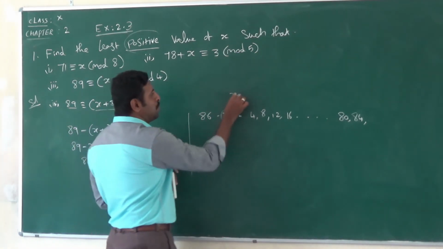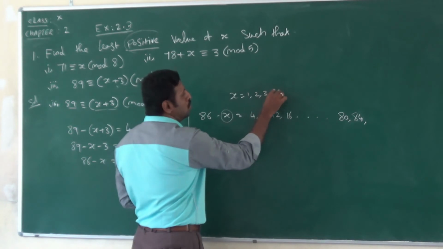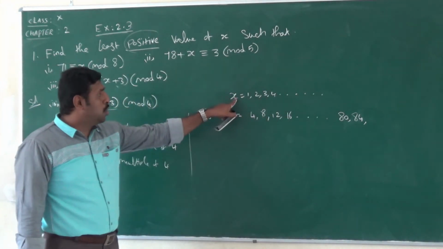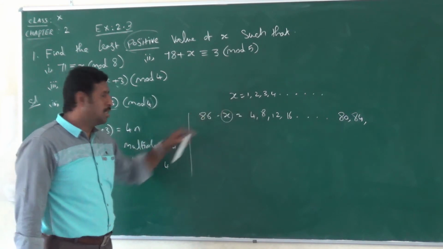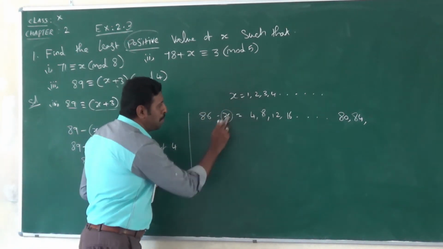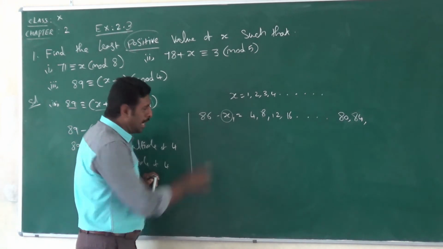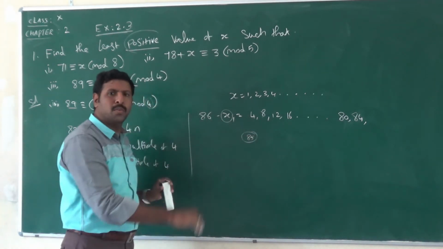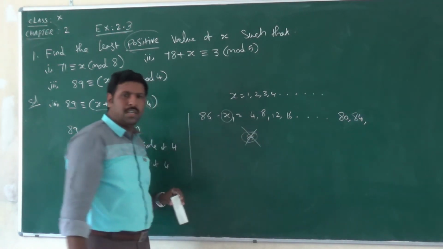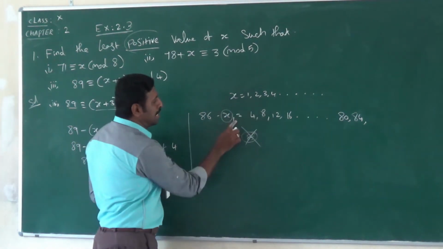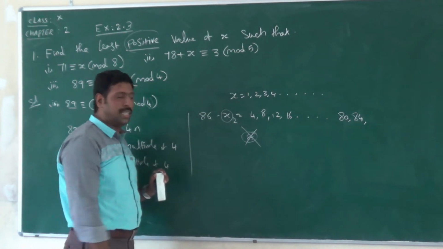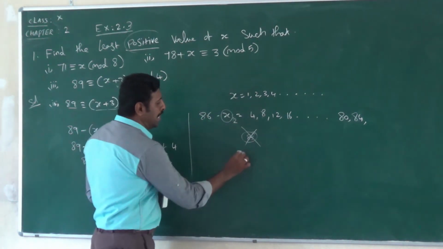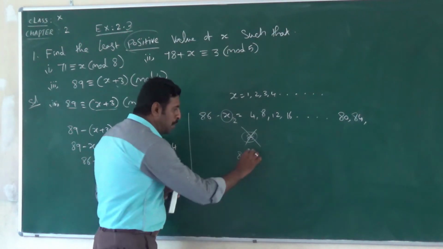So here x is a positive value. Let me take 1, 2, 3, 4, and it goes on. Now I am going to apply the value of x in 86 minus x. If I put 1, then 86 minus 1 is 85. 85 is not a multiple of 4, so it is not possible. Then I apply x is equal to 2. Right? 86 minus 2 is equal to 84. So 84 is a multiple of 4.